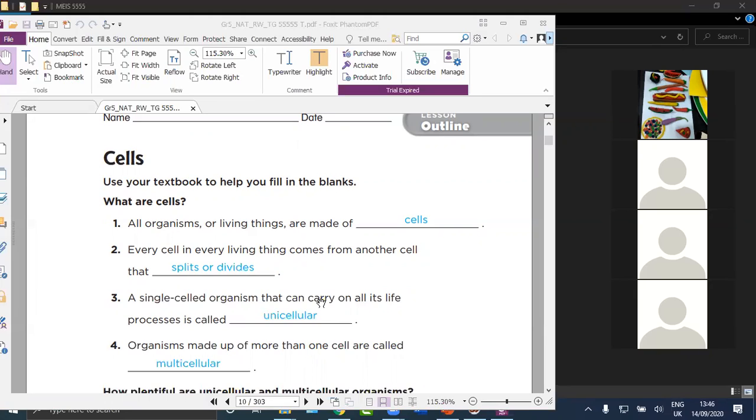Number 4. I'll choose other students. Ahmed Tamer, quickly, hurry up. Organisms made up of more than one cell are called multicellular. Yes, multicellular. Excellent. Perfect.